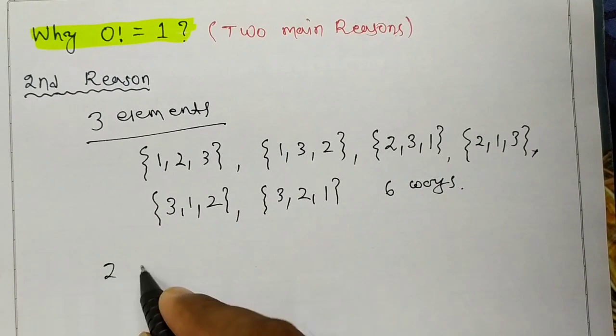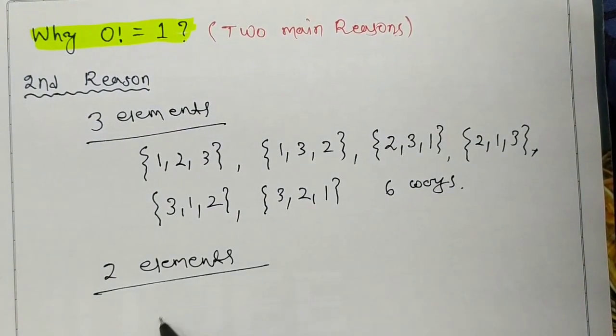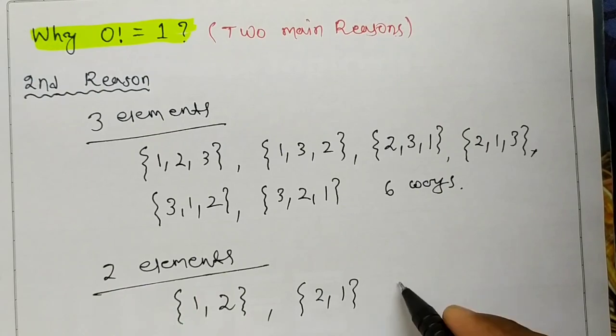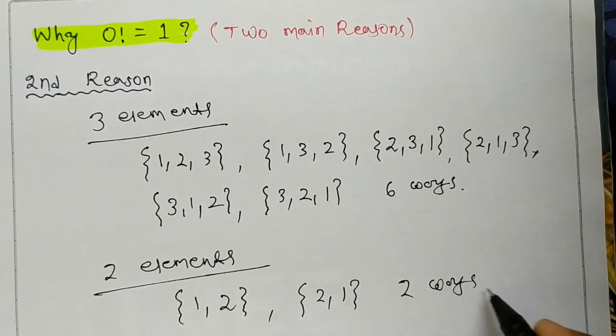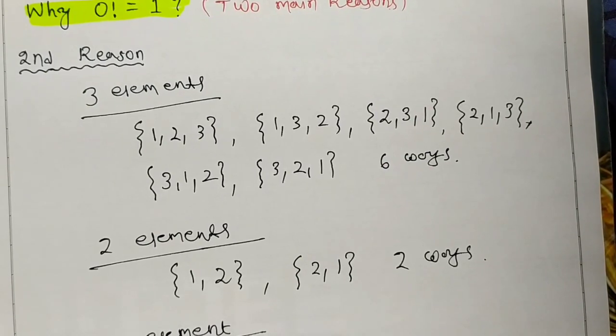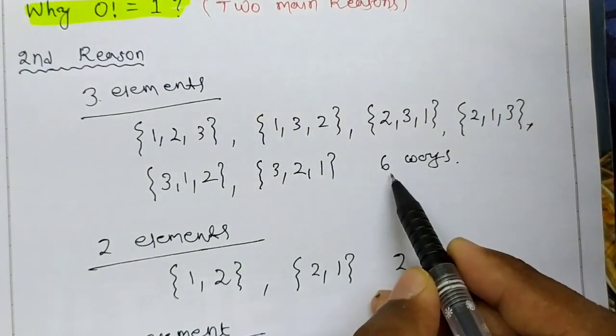In the same way, if we take 2 elements, how many ways will we see? 2 elements means 1 2 or 2 1. Only 2 ways we can express this. If you are taking 1 element, then only 1 way. And why is it related with the factorial concept, just see. If you are taking 3 elements, we are getting 6.